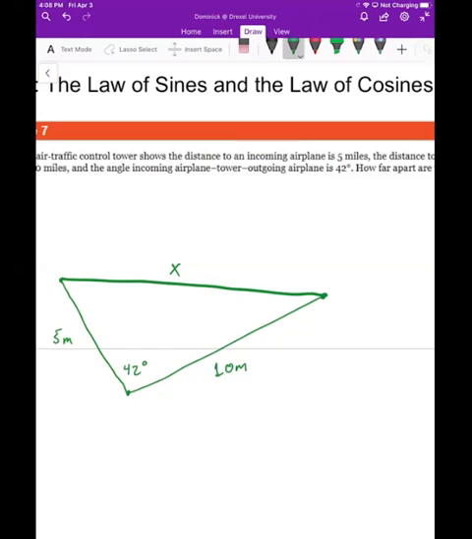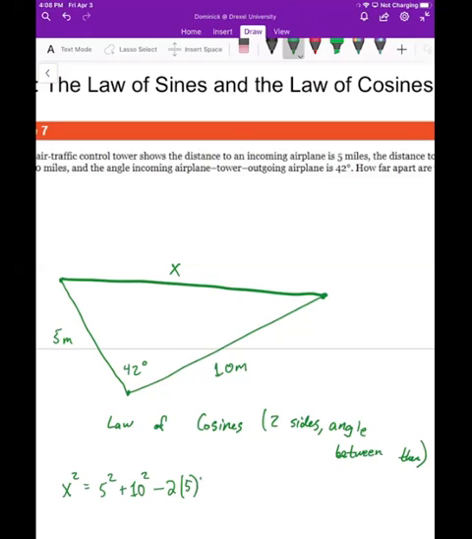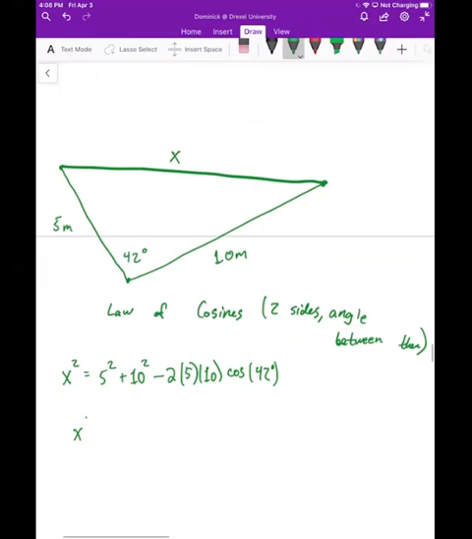Well, in this case, we have two sides and the angle between them. So this is the law of cosines. The setup here is that I can use x squared, because that's the side opposite the angle I know, and I can say that that's 5 squared plus 10 squared minus 2 times my two sides, 5 times 10, times the cosine of 42. So then x squared is 25 plus 100, minus 100 cosine of 42. So x squared is 125 minus 100 cosine 42.